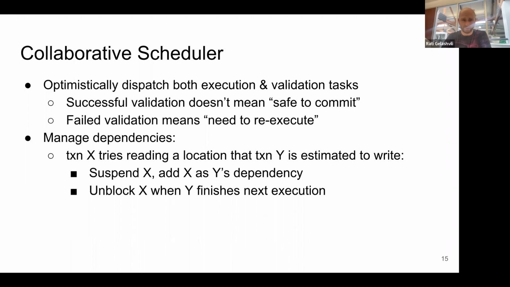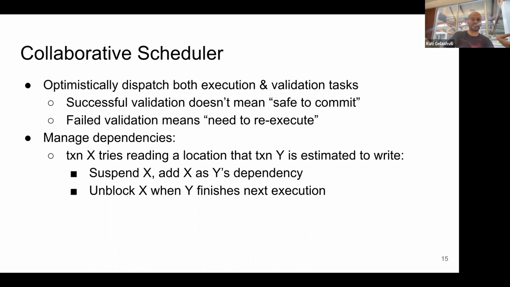So our general approach is that we optimistically dispatch both execution and validation tasks. And exactly because of what I just explained, a successful validation does not mean it's safe to commit. This is unlike the general purpose systems. But a failed validation means that we have to re-execute for sure.